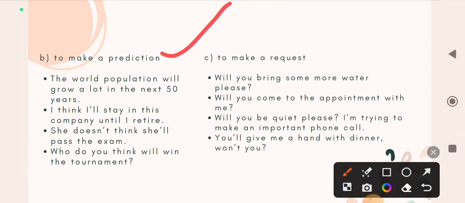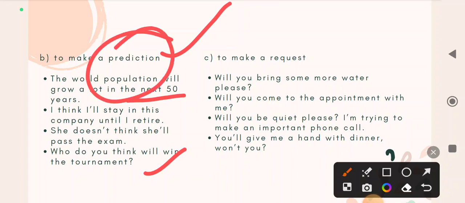The second use of will is to make a prediction. Whenever you make a prediction, like the world population will grow a lot in the next 50 years, who do you think will win the tournament? Or you can say, I think the next prime minister will be Narendra Modi. Here I am making a prediction. So whenever you make a prediction, you have to use will.